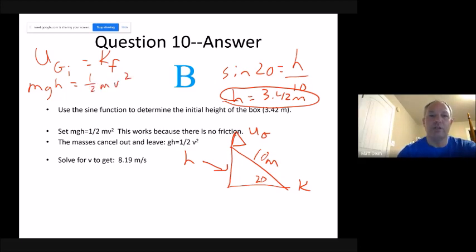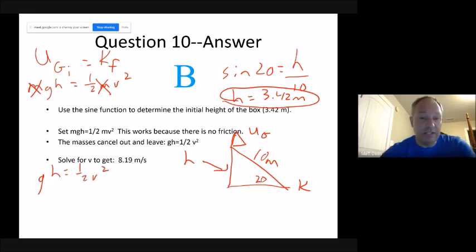And what I hope you see is that the mass is the same on both sides of this equation. That means the masses cancel out. You don't need to know the masses. And you end up with gh equals 1/2 v squared. Well, we're trying to solve for the final speed. So let's solve this out for v.